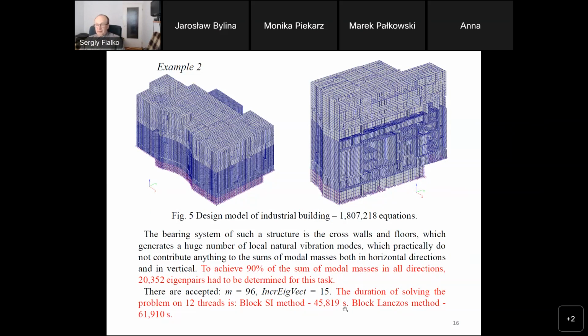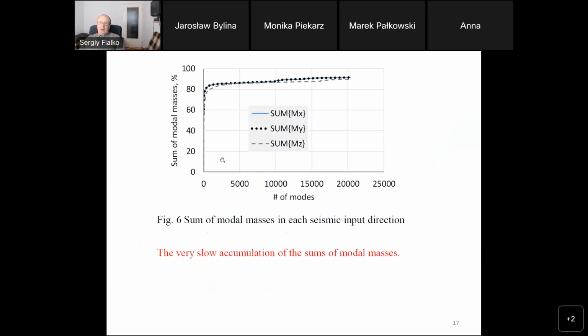Here is presented the duration time of the block subspace iteration method, and the duration of the block Lanczos method is essentially more. Shown are the dependencies of the sum of model masses in each seismic direction versus the number of convergent eigenmodes. Starting with this point, we obtain a very slow convergence.